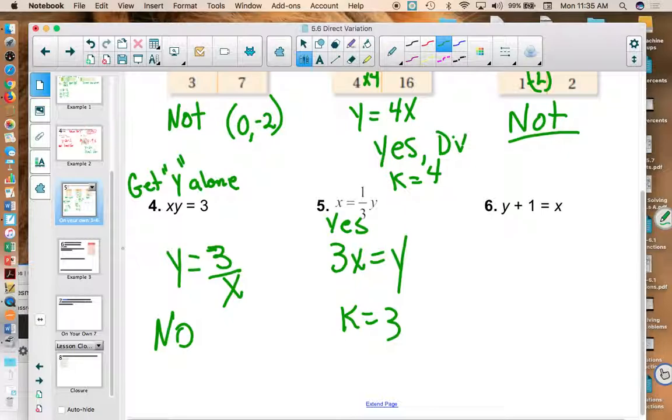What about number 6? No? Tanner says no. I agree with him because if I solve for y, there's my proof. No, it is not constant proportionality. There is my proof to back it up. I've explained why it is not. Okay, that gets 1 through 6.